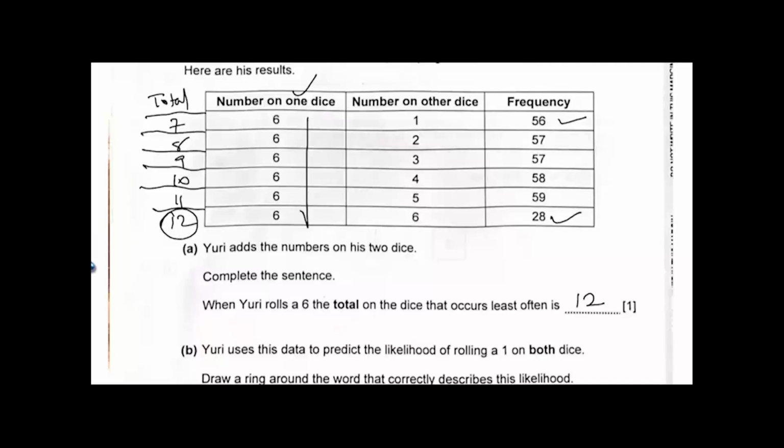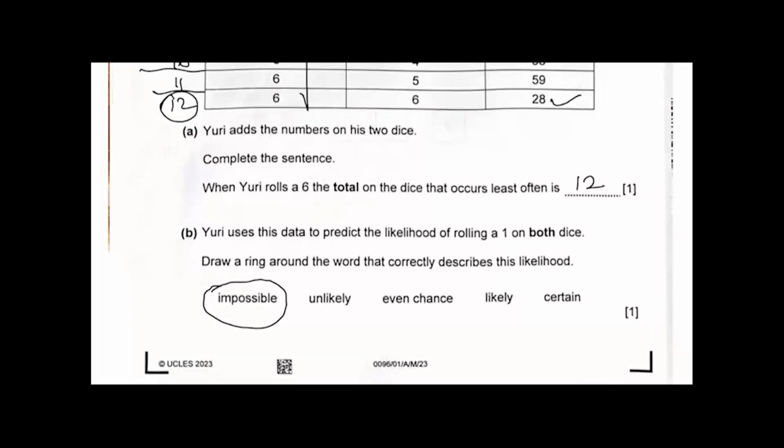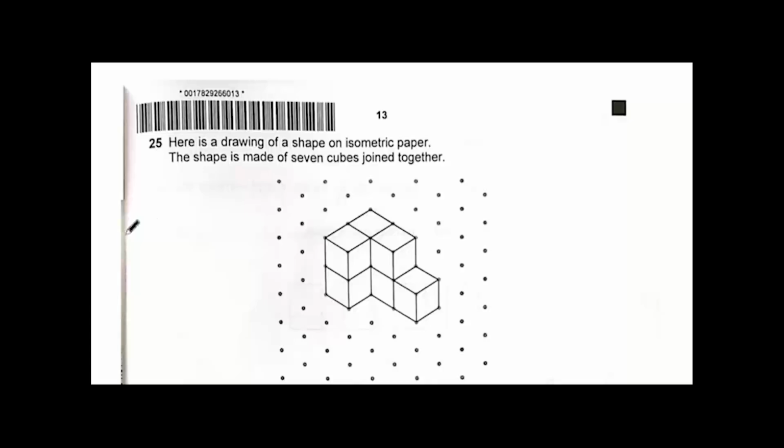So the correct option will be impossible, because the first dice does not have 1 according to its results. Okay, so that will be the solution to that. So let's go to the next question here. Here is a drawing of a shape on isometric paper. The shape is made of 7 cubes joined together. So what do we need to do? Let's scroll down to see what we are asked to do here.